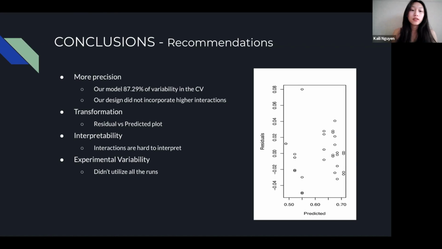Another recommendation to make the model stronger would be to transform the data so the residuals have a more equal dispersion pattern around the plot. As you can see in this plot, there is some skew in the residuals versus predicted plot. The last recommendation we have for our model may be to exclude the interaction terms for ease of interpretability and increased practicality. Some weaknesses of the design include the inability to estimate 2-factor interactions and higher due to aliasing. This model also does not capitalize on all 35 possible runs allotted to us like the D-optimal design could have.